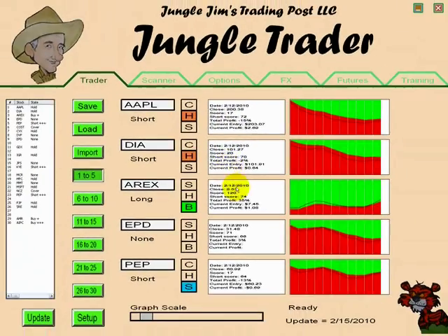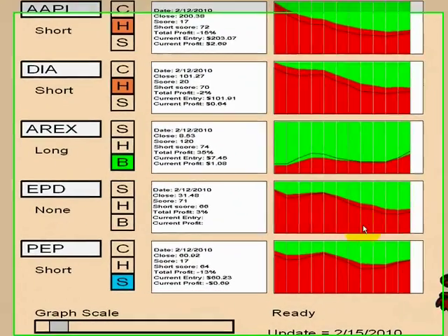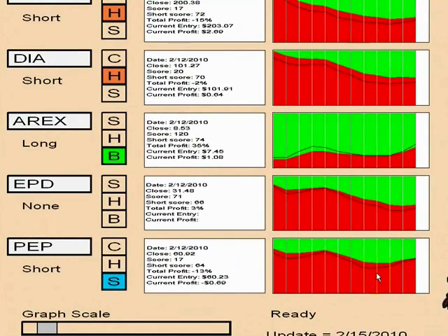Let's look at an example here. We have 2 charts, EPD and PEP. They look remarkably similar. One has a score of 71. Now, in our scoring system, anything below 30 is bad, anything above 35 is good. 71 would be considered a very good score. And we can see it has made profit of 3%. This is over the trend length, which I have set for 120 days or 4 months.